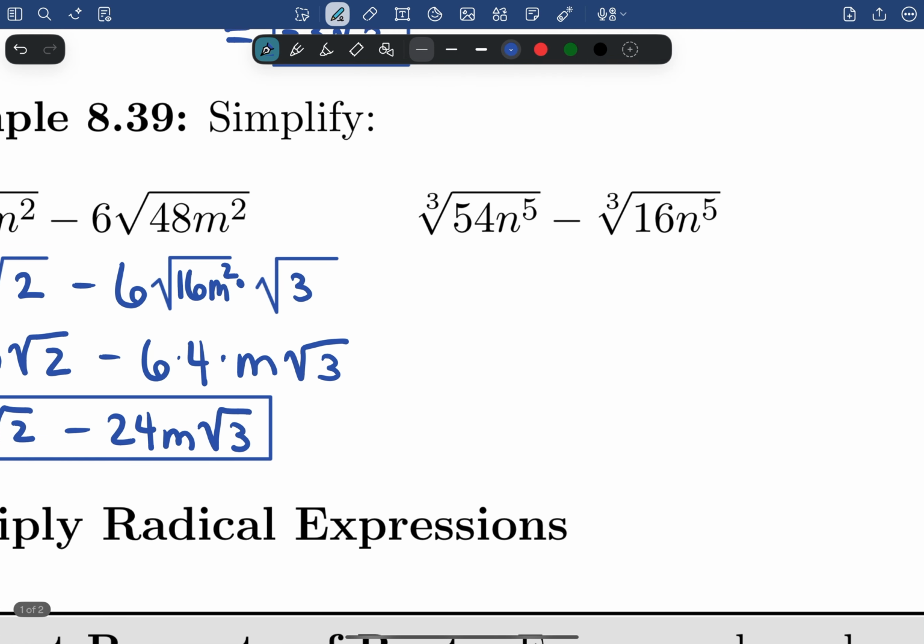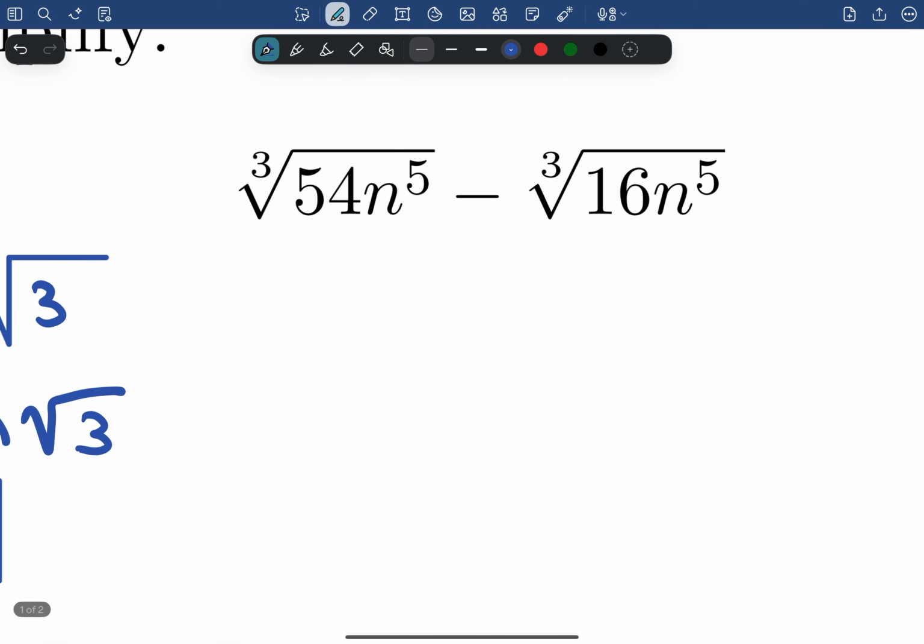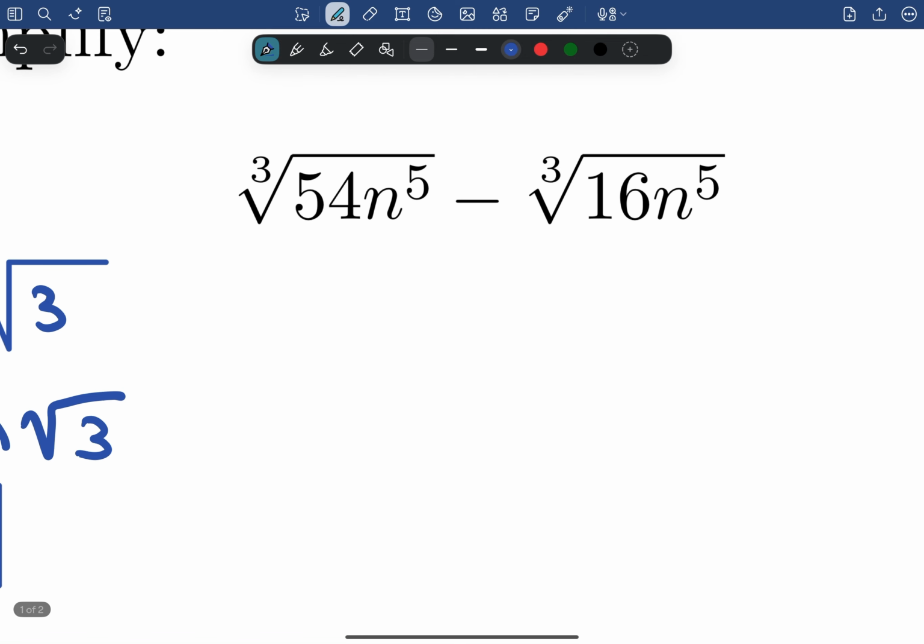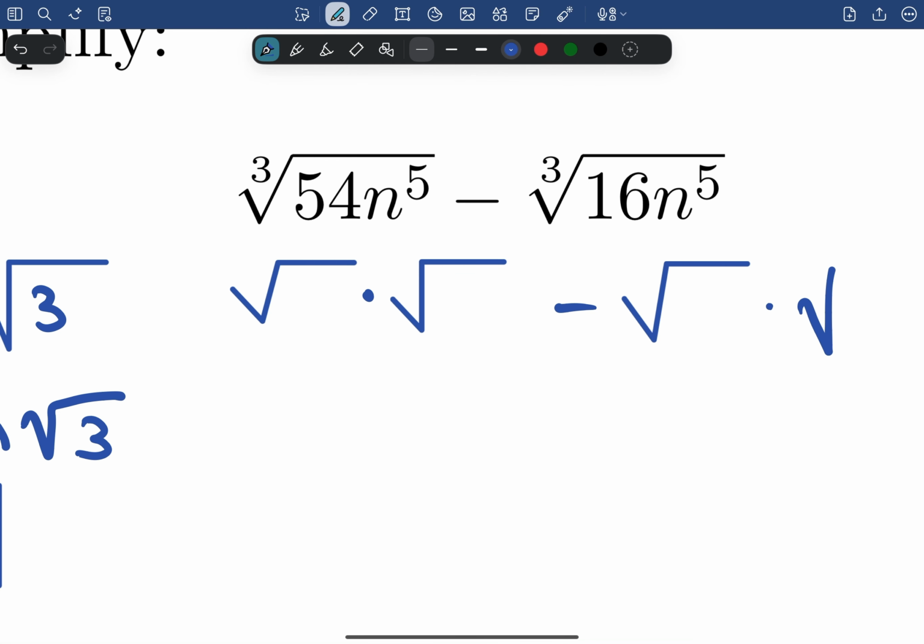All right, let's try another. Here's the cube root of 54 times n to the fifth minus the cube root of 16 times n to the fifth. What I'm going to do is use the product rule of radicals. So I'm going to create a perfect cube root and the leftover cube root, minus another perfect cube root times the leftover cube root. Okay, so here's the index value of 3. It's a cube root in all the cases.